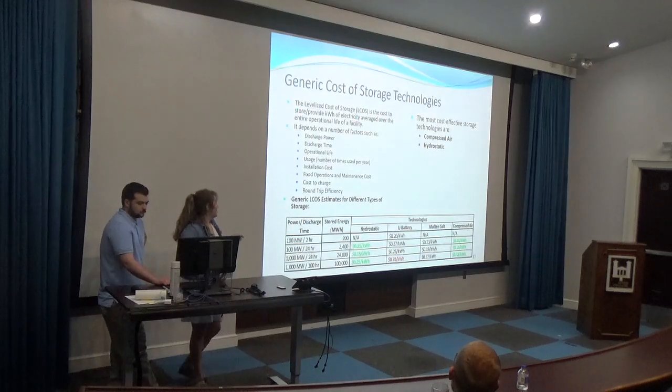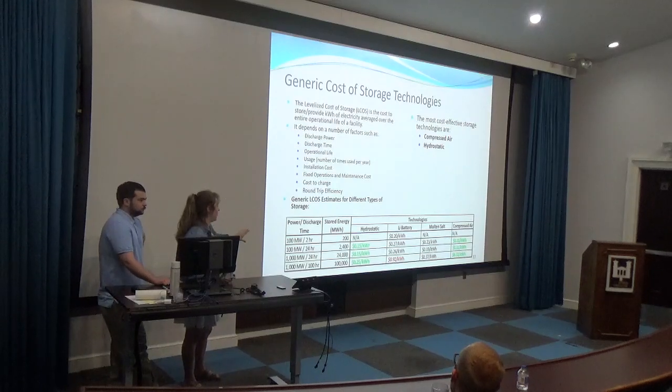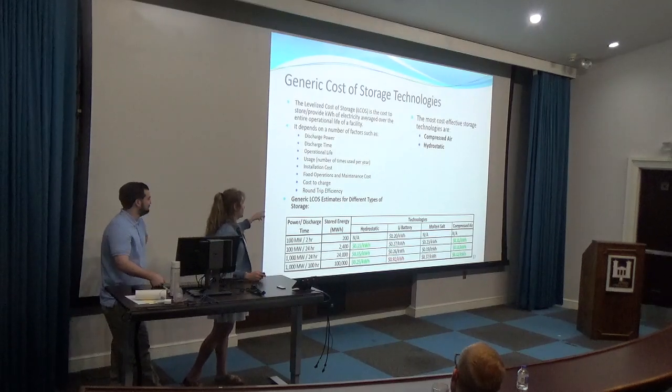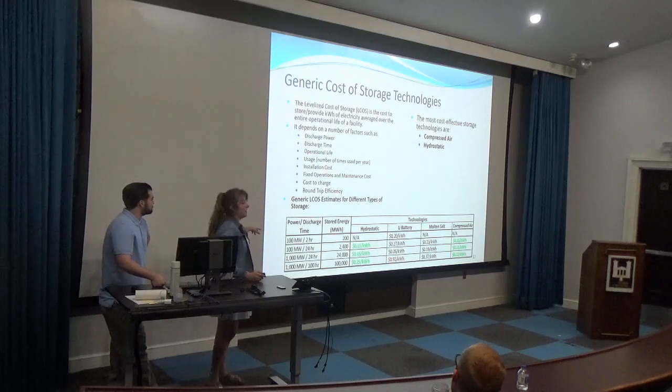Then we have the generic cost of storage technologies. It's the same thing. A lot of those key parameters are also in our equation. You'll note that through the table you can see that for the levelized cost of storage, the most cost-effective storage technologies are compressed air and hydrostatic.